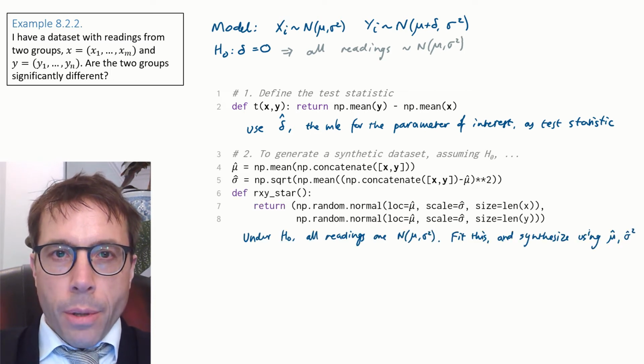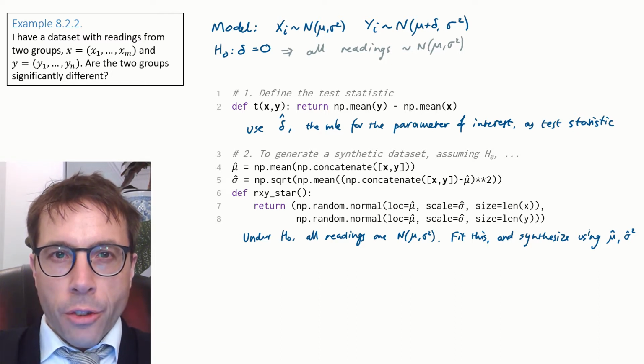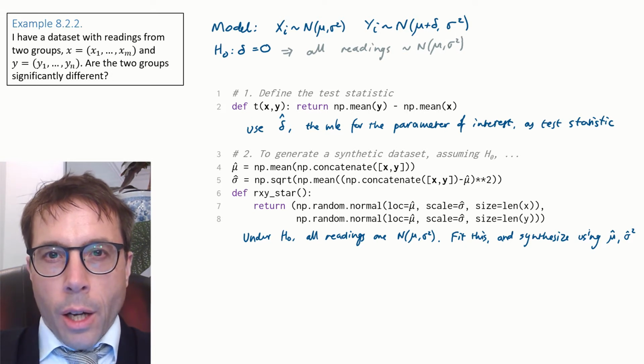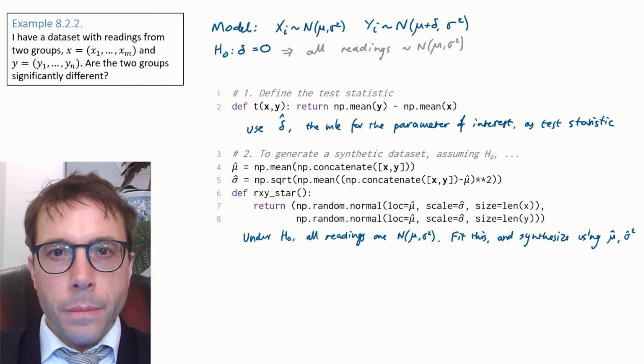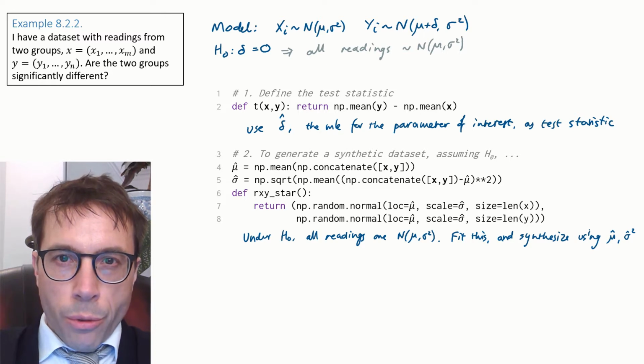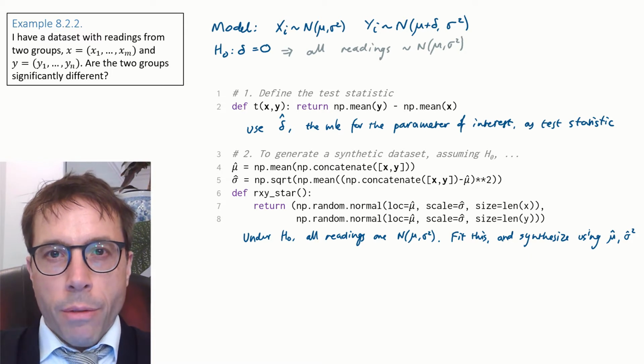Fisher's second step is to define a procedure for generating a random synthetic dataset, and this next bit is very important. It should generate a random synthetic dataset under the assumption that H0 is true. Under H0, all the values, both the X and Y, are normal of mu comma sigma squared. So I'm just going to fit this model, and I'll use those fitted parameters to synthesize the dataset. Remember, in this case, the data set consists of two groups of readings, X and Y, so I have to synthesize two groups of readings to match the shape of the data set.